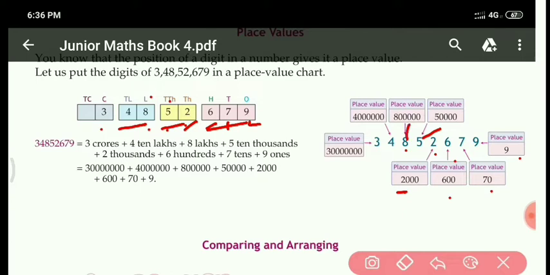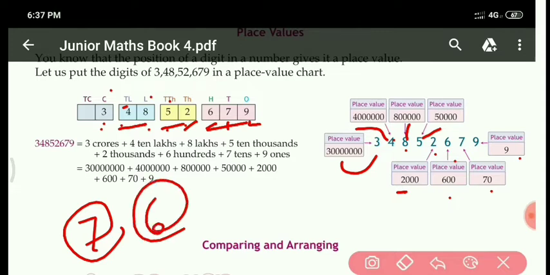Then next 4 is given, at which place? Ten lakh. So 4 into 10 lakh will be 40 lakh only. Okay. Next 3 is given at crore place. So place value of 3 will be 3 crore. In crore, how many 0 are there? 7. And ten lakh, how many 0? 6. Lakh, how many 0? 5. And ten thousand, 4 0 are there.